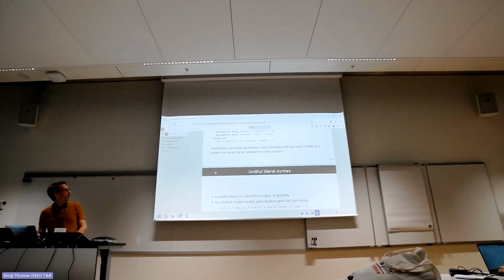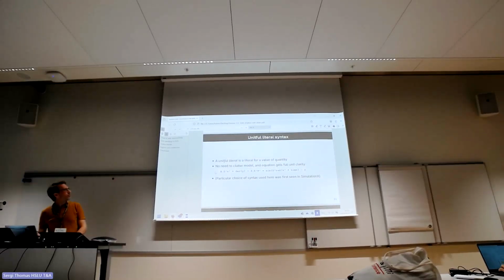But with a syntax for expressing a literal value of quantity that is combining a numeric value with a unit, we don't have to clutter the model with new variables. And we get the self-contained equation, which is crystal clear regarding the units. And I want to give some credit to Simulation X because I think they were the first one to use this particular choice of syntax for the unit for literals. In our implementation, we have several ones you can choose from, but this is my favorite.